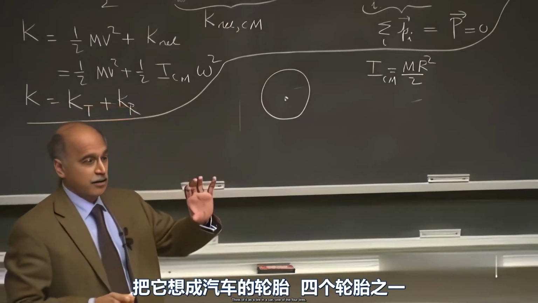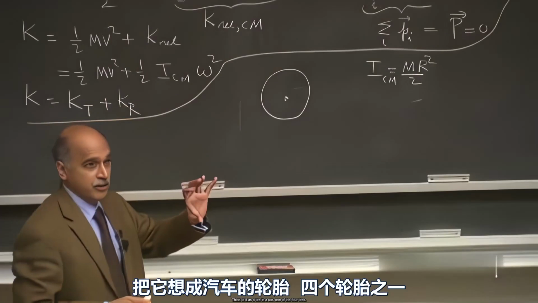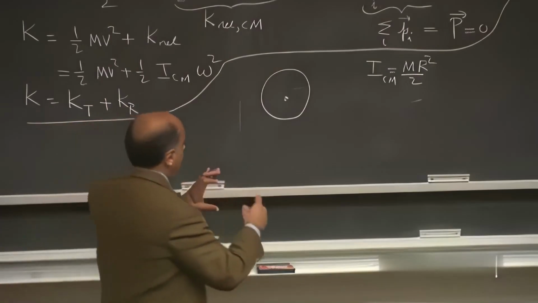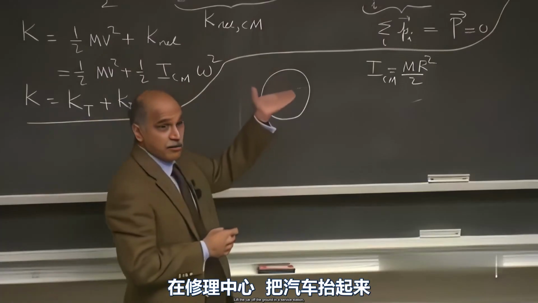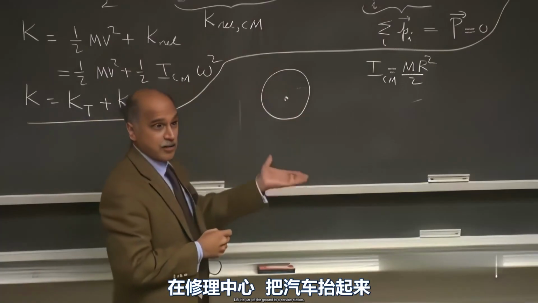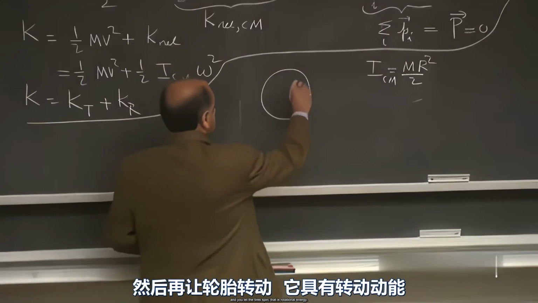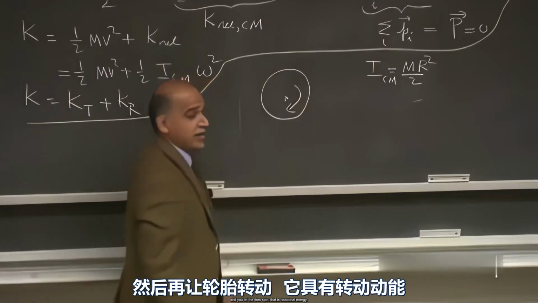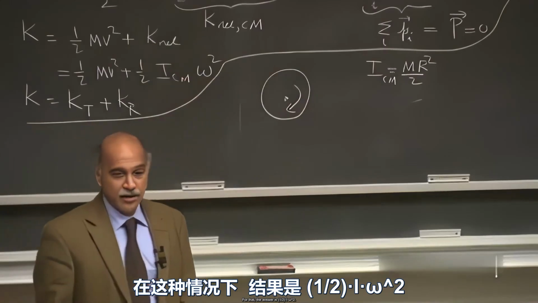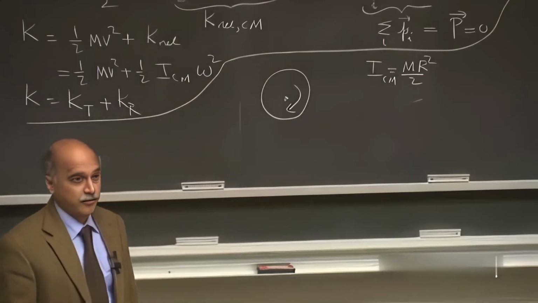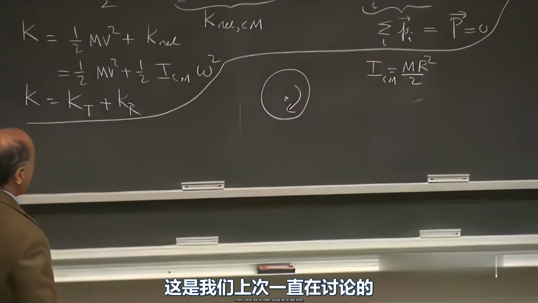Now let's take this disk, which is sitting now, and give it some energy of motion. Think of it as a tire in a car, one of the 4 tires. It's spinning. So there are different things you could imagine. Lift the car off the ground in a service station, and you let the tire spin. That is rotational energy. For that, the answer is 1/2 I omega squared. That's what we've been doing all of last time.